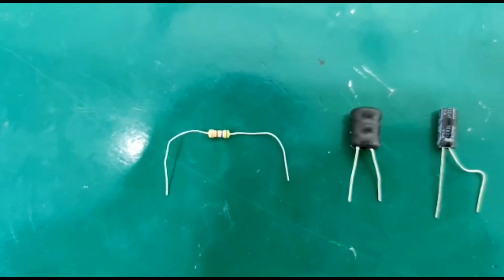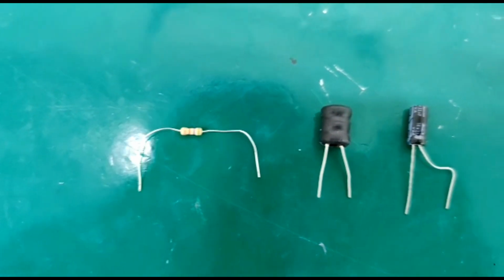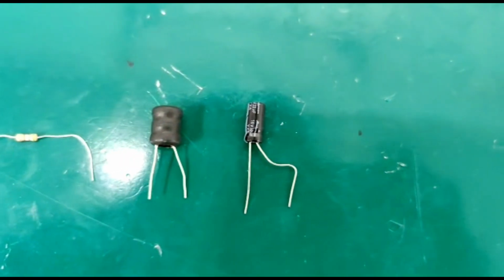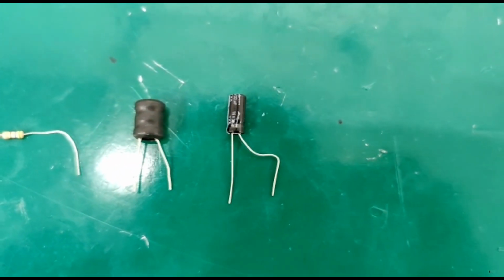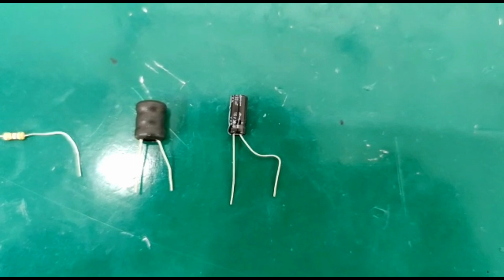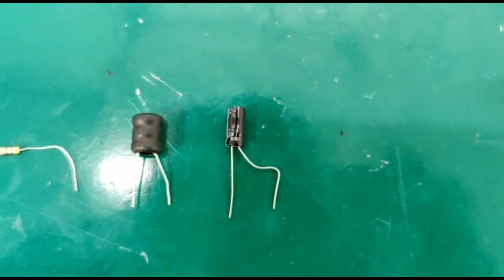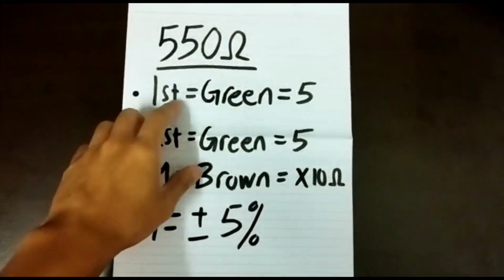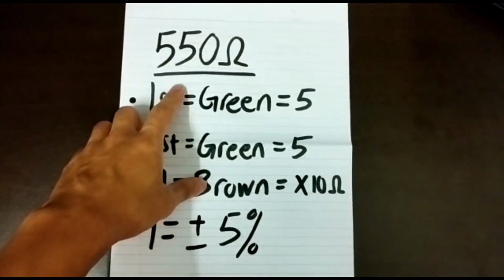These are the three components that we use in our measurement. First is the 550 ohm resistor, then the 39 microfarad capacitor, and the last is the 10.5 millihenry inductor. Today I will show how to measure the resistor by using the multimeter. The resistor that we use is 550 ohms.